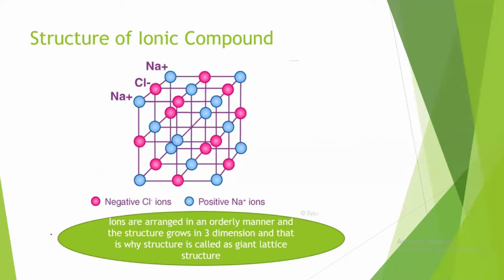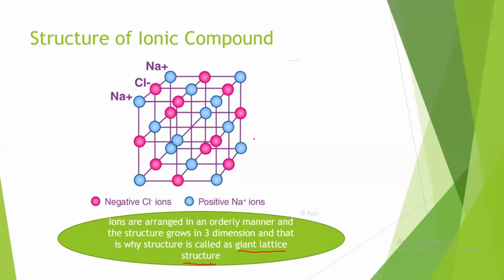Now, let's discuss the structure of ionic compounds. Ionic compound structures are like this. We call this kind of structure a giant lattice structure. Why do we call them a giant lattice structure? Because the ions are arranged, you can say, in an orderly manner. So ions are arranged in an orderly manner.